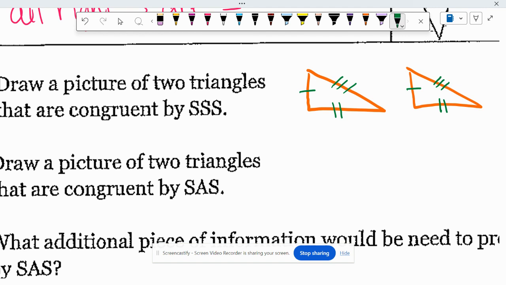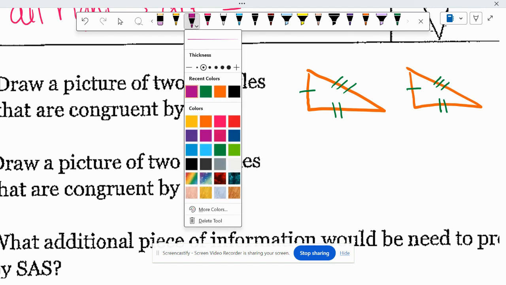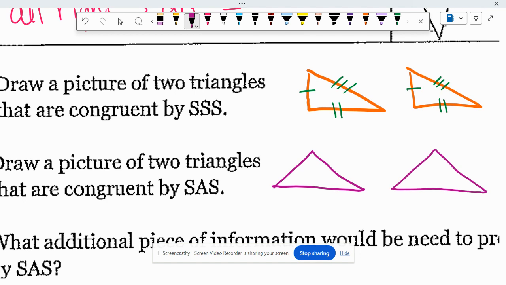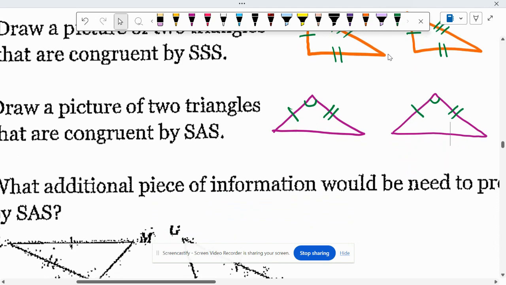Okay. Next, it asks me to draw 2 triangles that are congruent by side, angle, side. I'll try to draw 2 isosceles triangles maybe. How about that? Mix it up. Okay, so the most important thing about side angle side is you have to remember that the angle has to be included in between the two sides. So side angle side has to be congruent to side angle side. Okay. Thoughts? Okay, I'm going to keep on going.